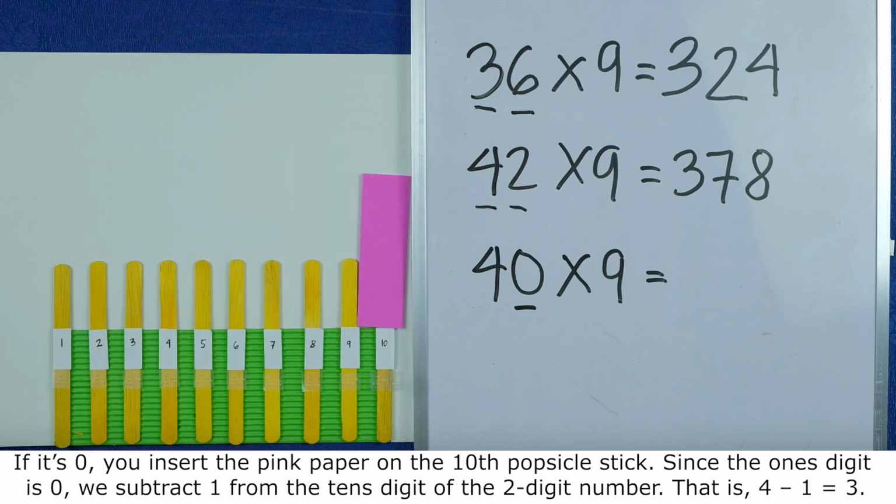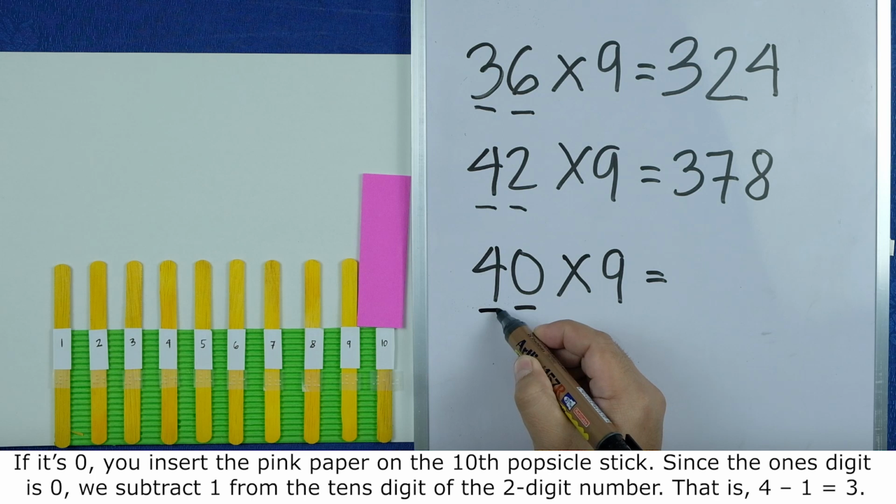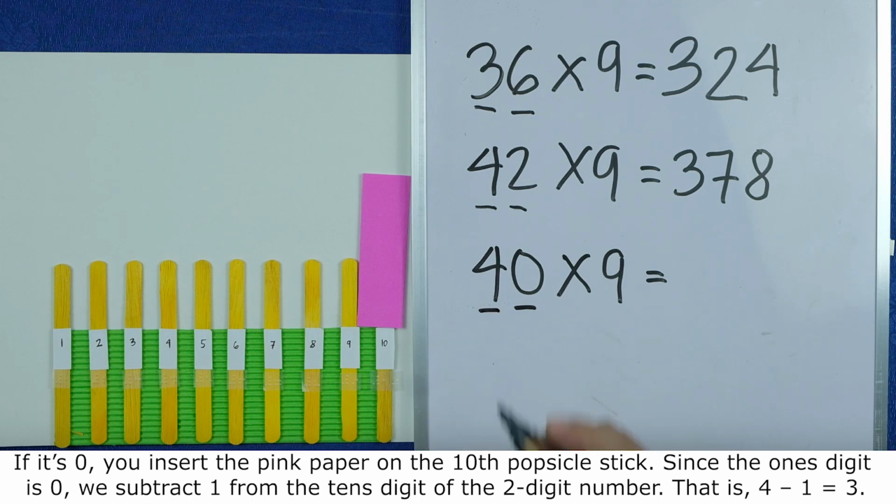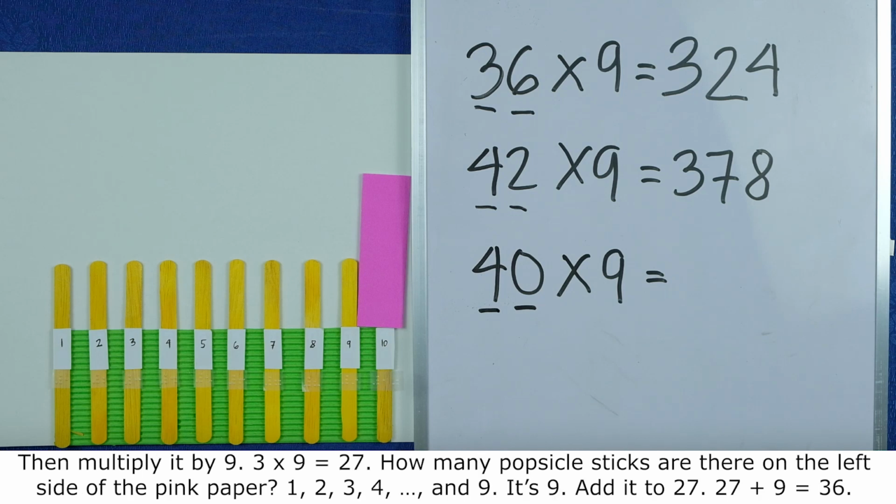Since the ones digit is 0, we subtract 1 from the tens digit of the two-digit number. That is 4, which is the tens digit of 40, minus 1 is 3. Then multiply 3 by 9. So 3 times 9 is 27.